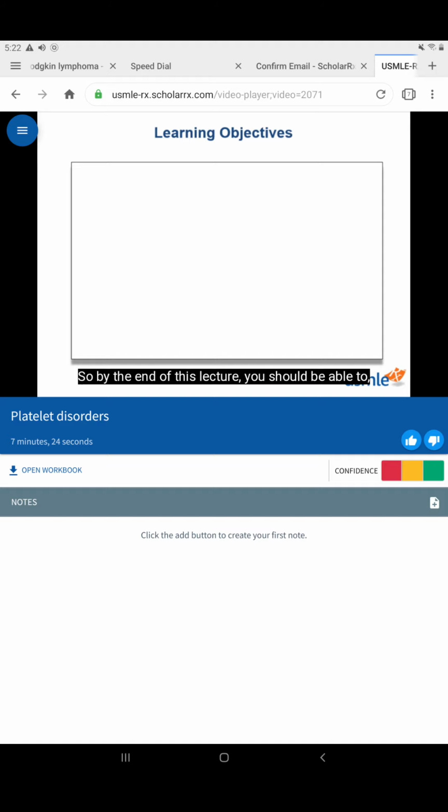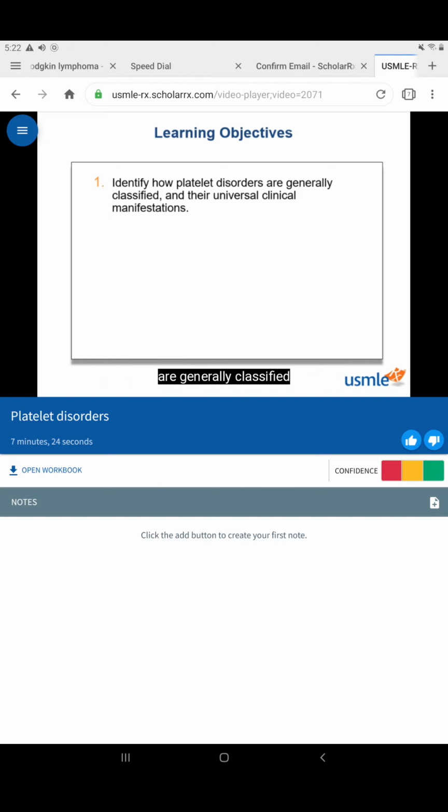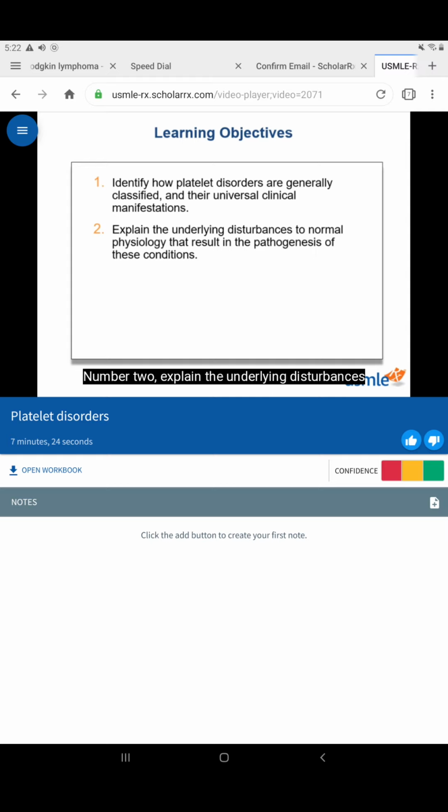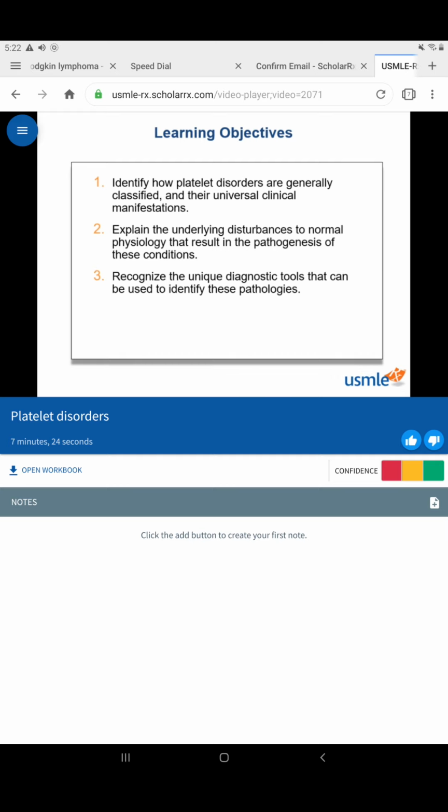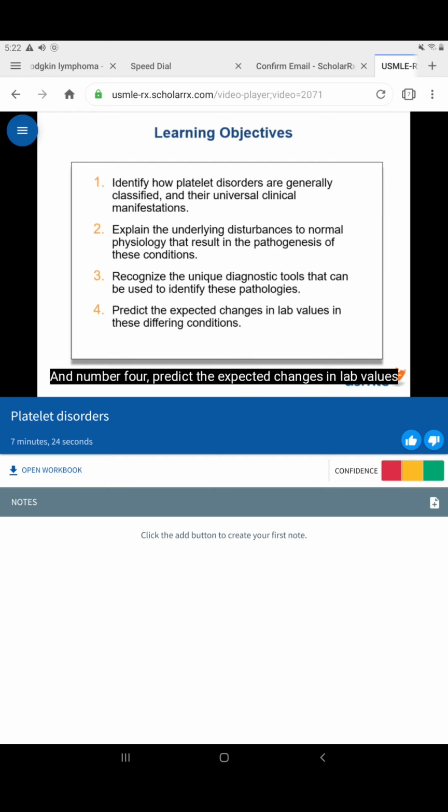So by the end of this lecture, you should be able to, number one, identify how platelet disorders are generally classified and their universal clinical manifestations. Number two, explain the underlying disturbances to normal physiology that result in the pathogenesis of these conditions. Number three, recognize the unique diagnostic tools that can be used to identify these pathologies. And number four, predict the expected change in lab values in these differing conditions.